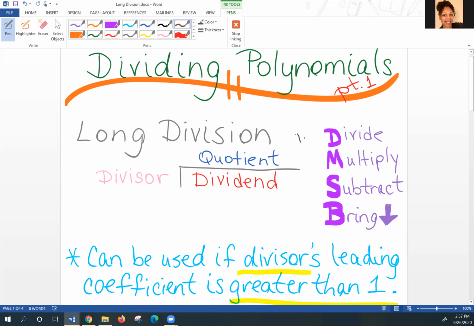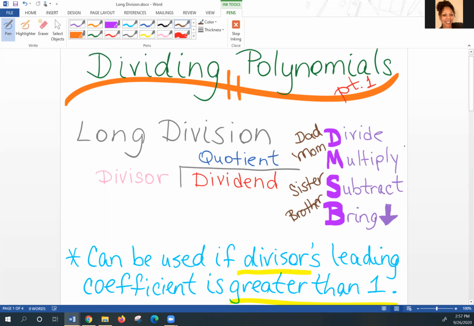D stands for dad, M, mom, S, sister, and then B, brother. So that can help you to remember which order that the steps go in when you're trying to divide.